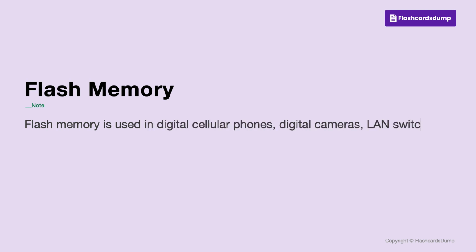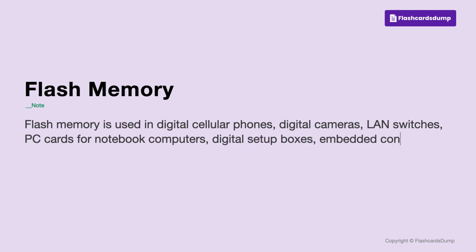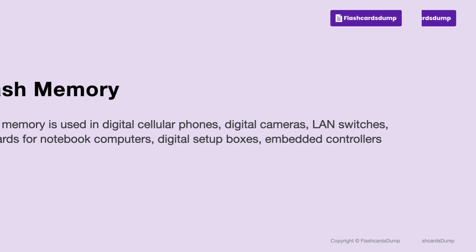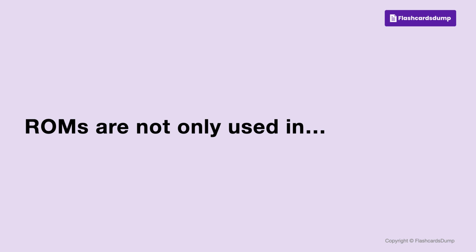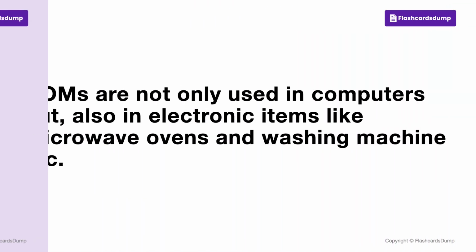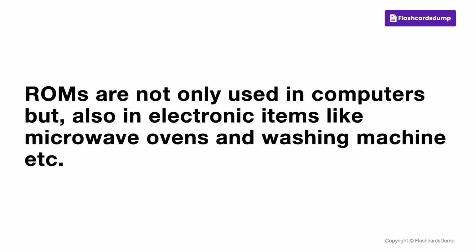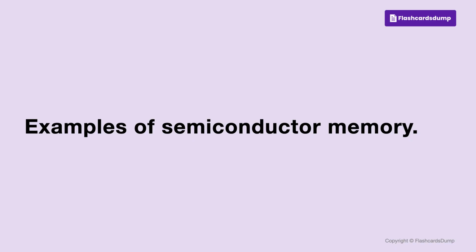Flash memory is used in digital cellular phones, digital cameras, LAN switches, PC cards for notebook computers, digital set-top boxes, embedded controllers, etc. ROMs are not only used in computers but also in electronic items like microwave ovens and washing machines, etc.